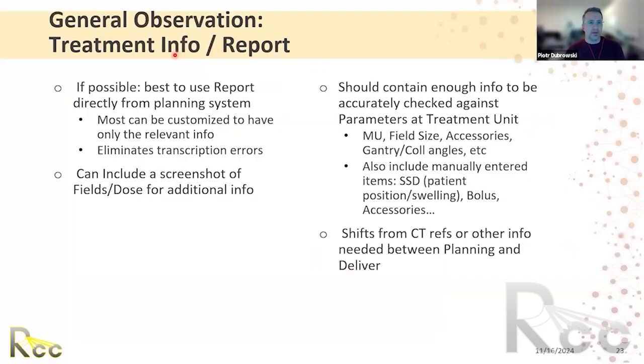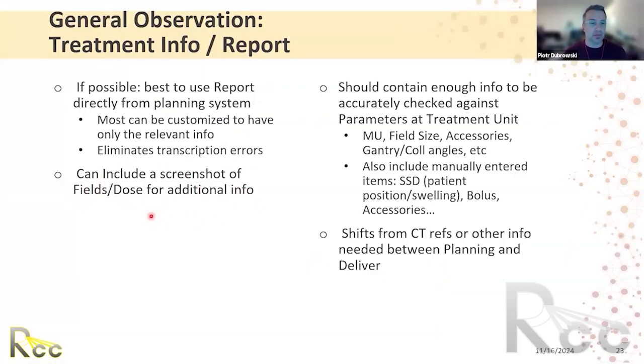Okay, so treatment info, again, general observations from the previous lessons, from previous talks. If possible, it's best to directly pull this information out from your planning system so you can have customized reports. Again, do everything you can to eliminate rewriting things between sheets and between information. The screenshot is really useful. The therapists really like it.